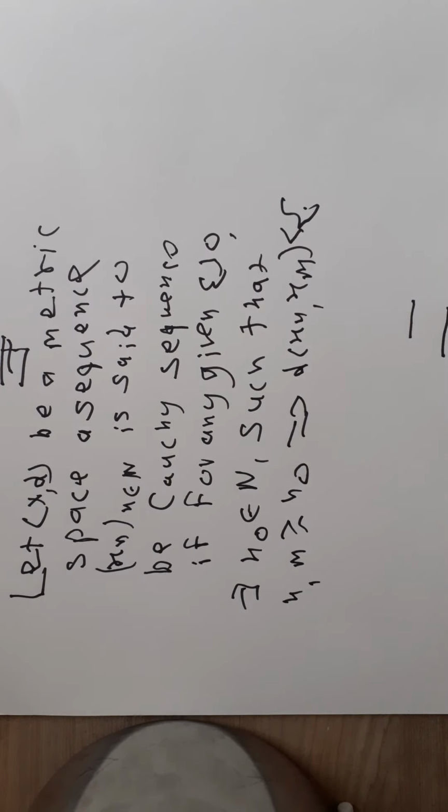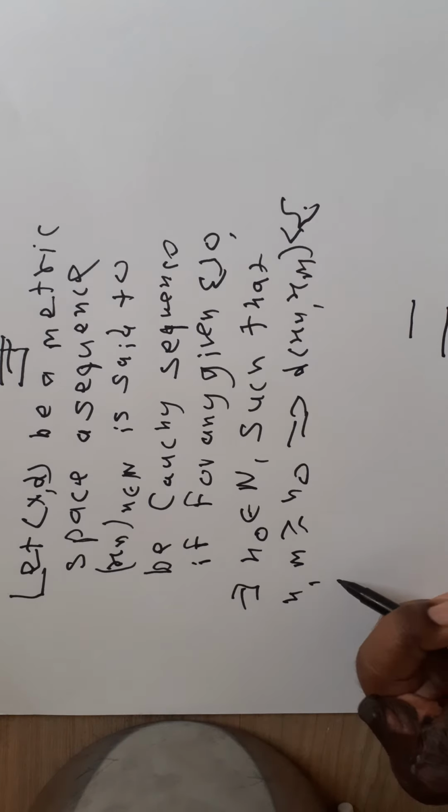Now see here, suppose (X, d) is a metric space and the sequence xn is a sequence in X. Then the sequence xn is said to be a Cauchy sequence if for any given epsilon greater than 0 there exists n0 belonging to N such that for n, m greater than n0 the distance d(xn, xm) is less than epsilon. It means in a metric space (X, d) a sequence is Cauchy if its terms are as near as we wish after a certain term. Such a sequence is said to be a Cauchy sequence.